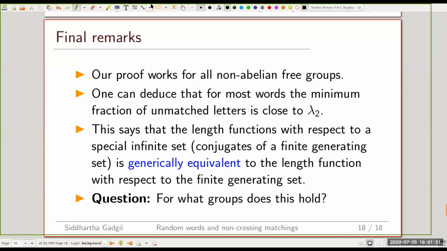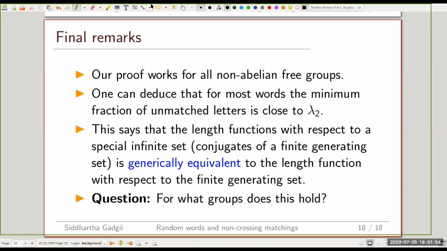Let's just conclude. So here are my final remarks. First, our proof works for all non-abelian free groups. There's nothing special about 2. RNA corresponds to 2, but the mathematics is fine for all free groups. And then this is an additional result. I won't go into details of this. In fact, you should better ask Manjunath if you want details of this.